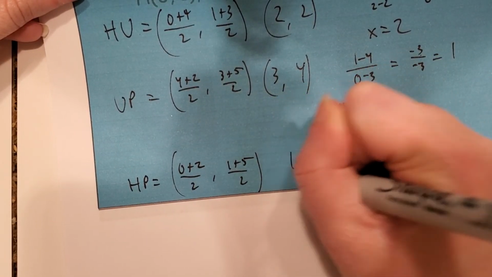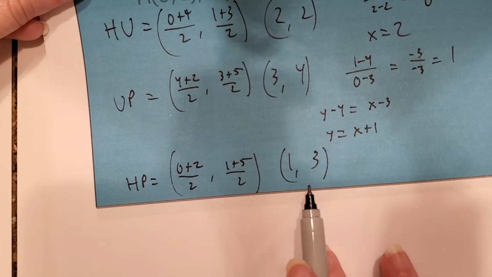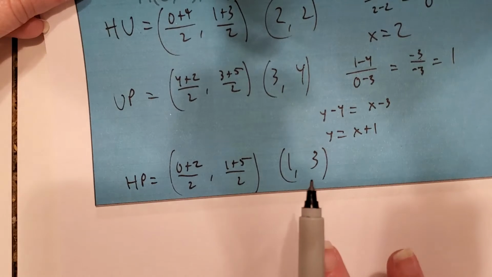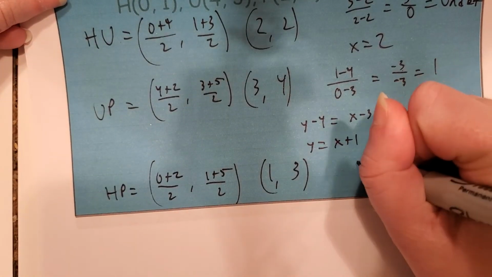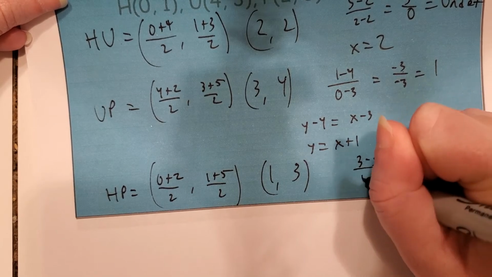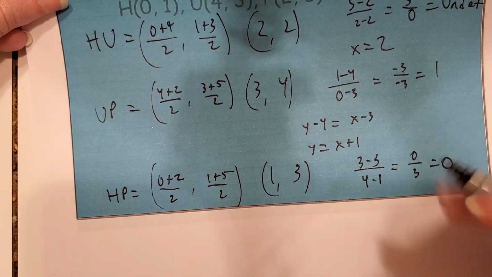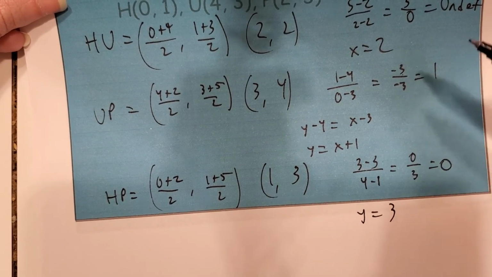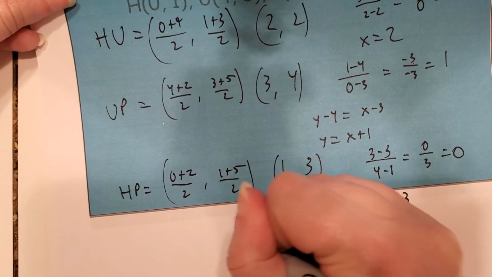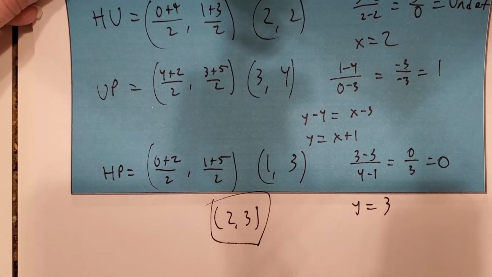Two, 1, so that's 3. Okay. So HP, this is the midpoint of HP, so we want the slope between this and point U up here. So this looks like it's going to be another special case. So 0 over 3 is 0. So nice. All right. Y is 3. We've got our X. We've got our Y. Our lives are a whole lot easier now, I hope. There's your centroid.